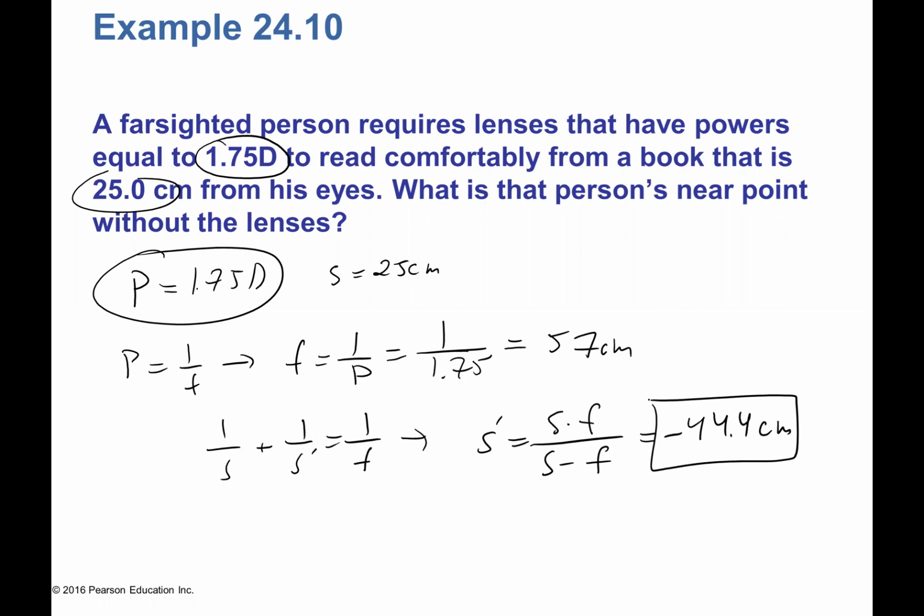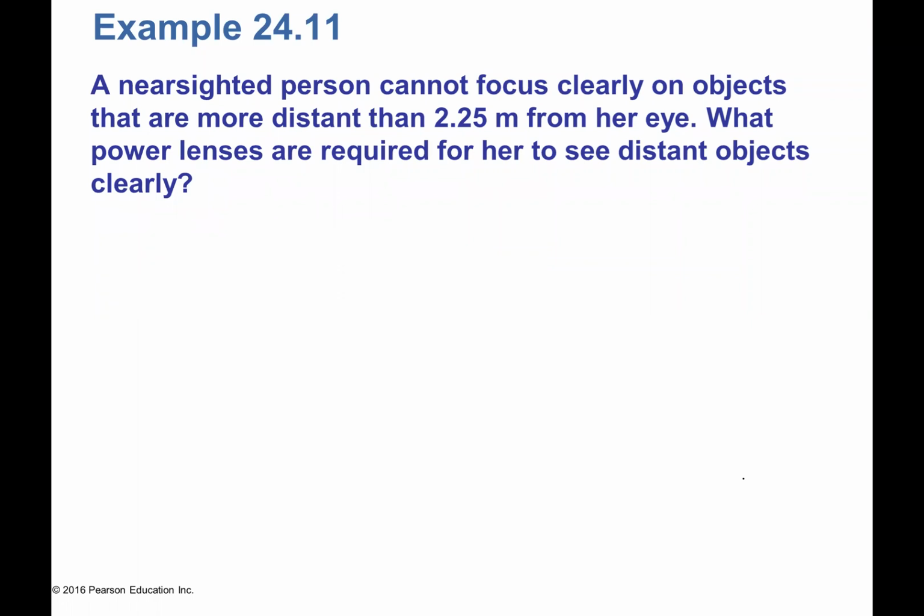That means this is the near point, because the image will be generated at that position. So the near point is 44.4 centimeters, and the image will be 44.4 centimeters in front of the lens.